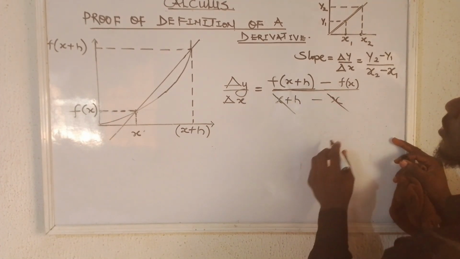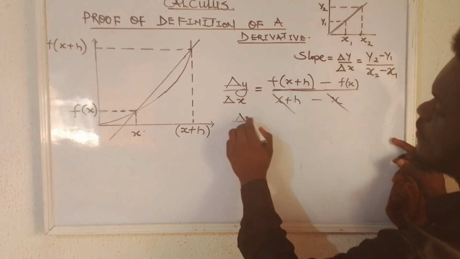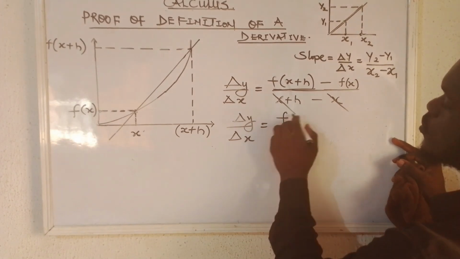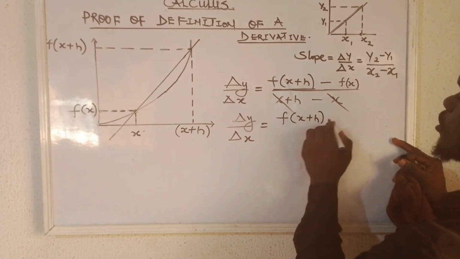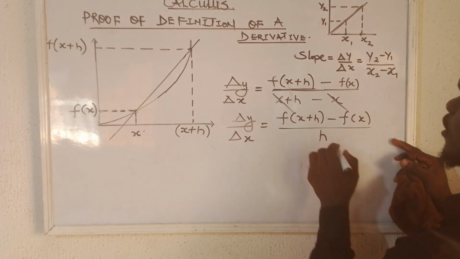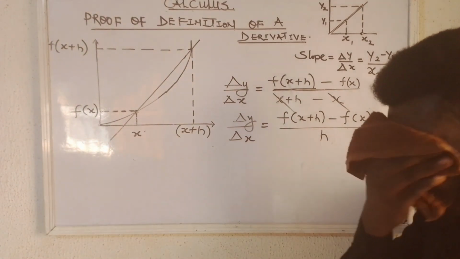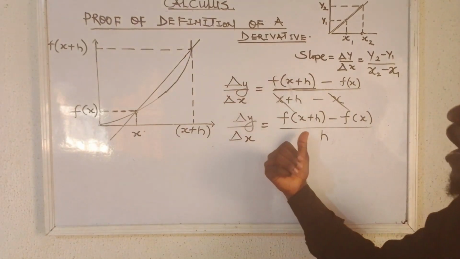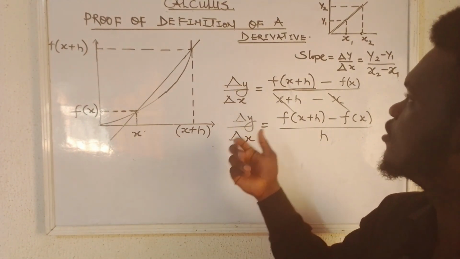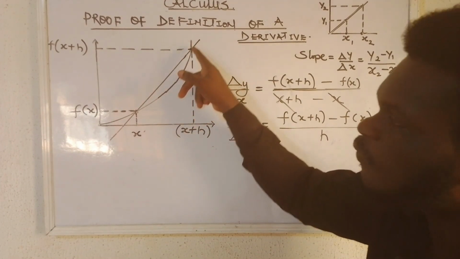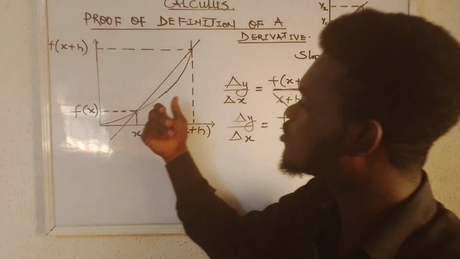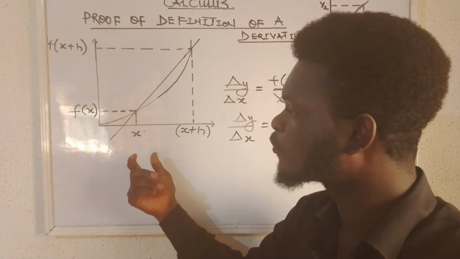So you already saw what happened there. This is x plus h minus x. So x is going to eliminate x. We are left with h. So the change in y with respect to change in x is equal to the function of x plus h minus the function of x, all over h. But this is actually giving us the gradient or slope of the straight line, not the curve. And what we are actually looking for is the gradient of the curve. So what do we do? What are we going to do?